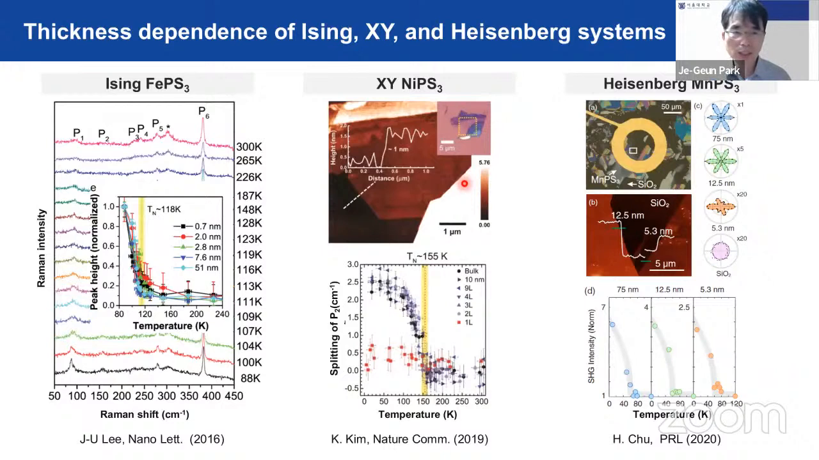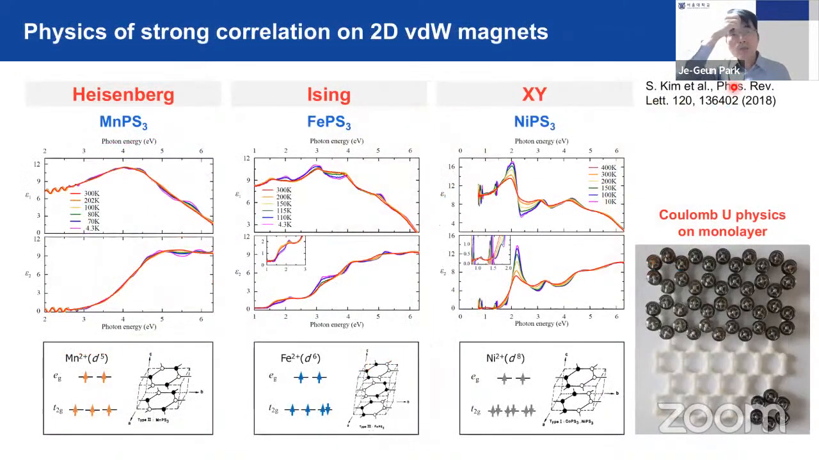I'll probably skip this because I already said these units, Ising, XY, and Heisenberg, we all studied down to one layer. So correlation was always in the back of my mind when we started this project. As I said, because of this magnetism, this is a generic way of introducing Coulomb U to a real material. Okay.